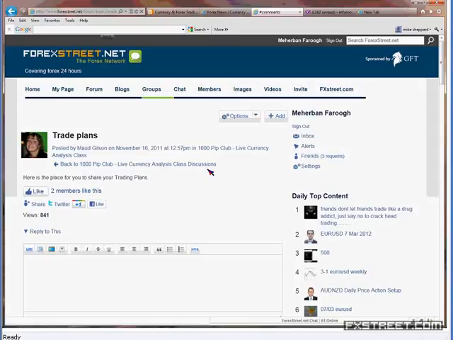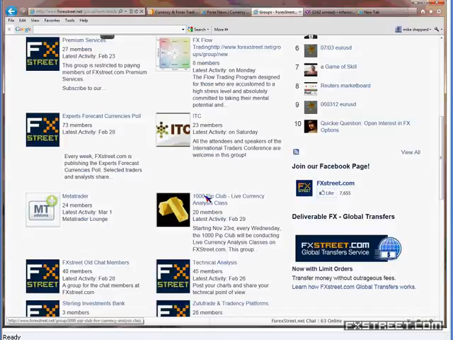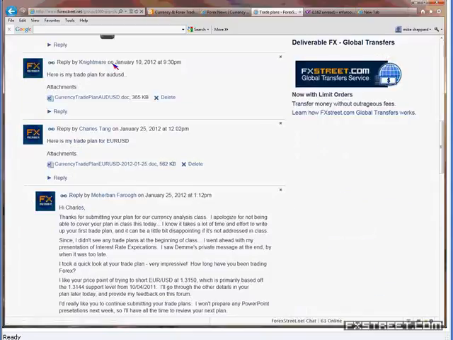When you go there, click into groups, and under groups you can go by latest activity. You're looking for the symbol 1000 Pip Club Live Currency Analysis class. Once you click on that, you want to write up your trade plan and post it under trade plans.